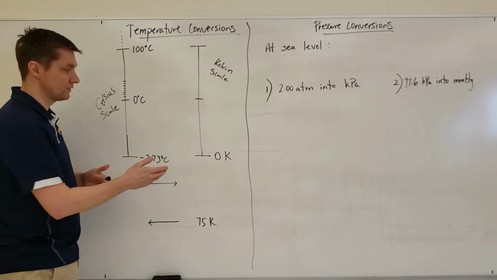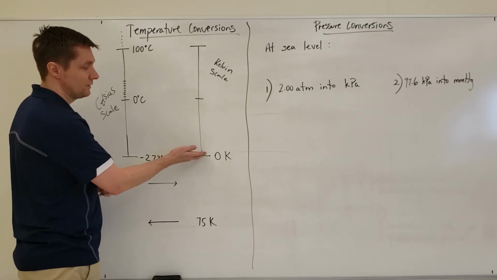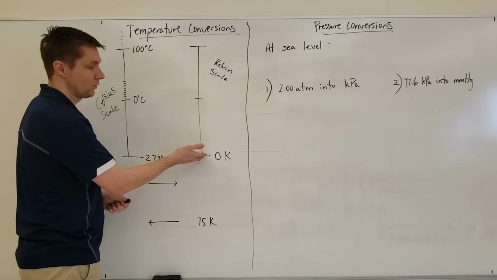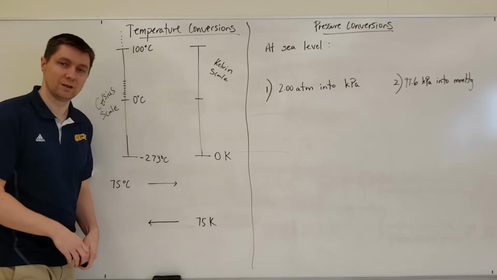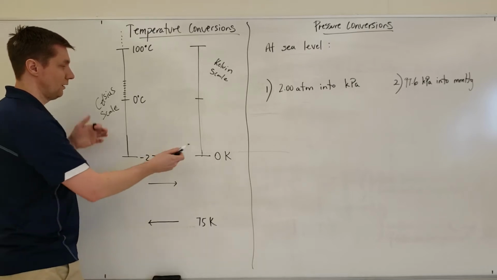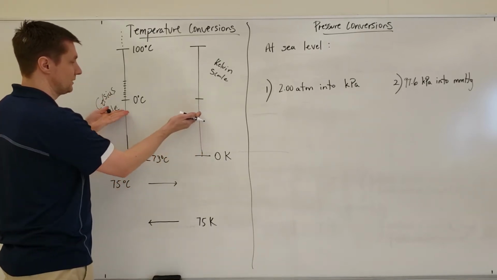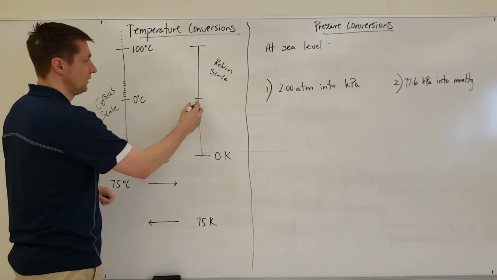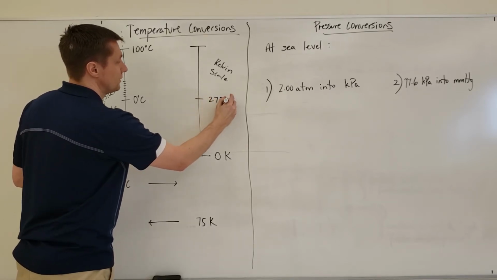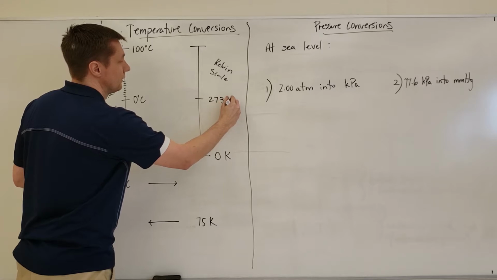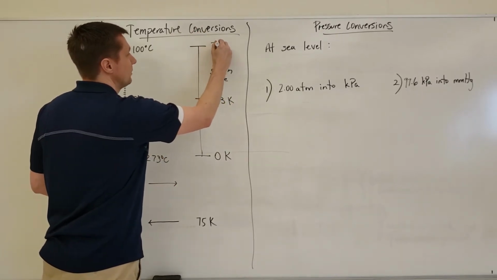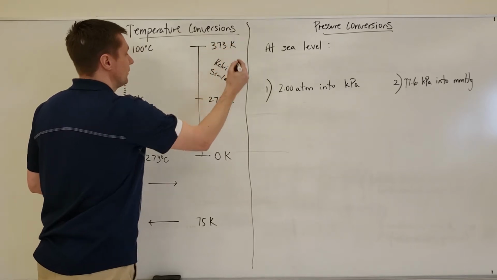Now, remember, as I just mentioned, if I increase by 1 degree on the Celsius scale, that's going to correspond to 1 increase on the Kelvin scale as well. And so you can obviously see that as I go up the scale in equal increments, the freezing point of water on the Kelvin scale is going to be 273 Kelvin. And the boiling point of water is going to be 373 Kelvin.